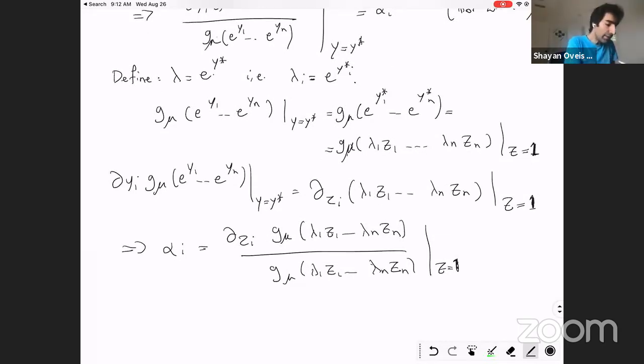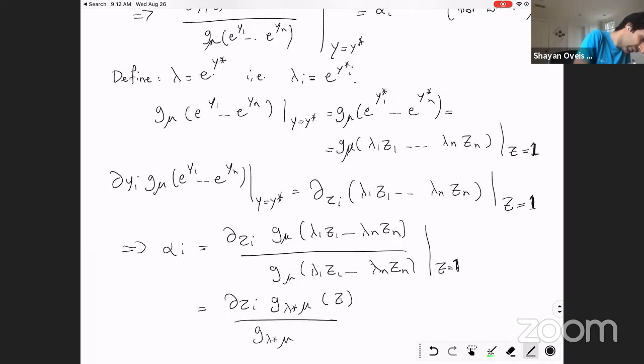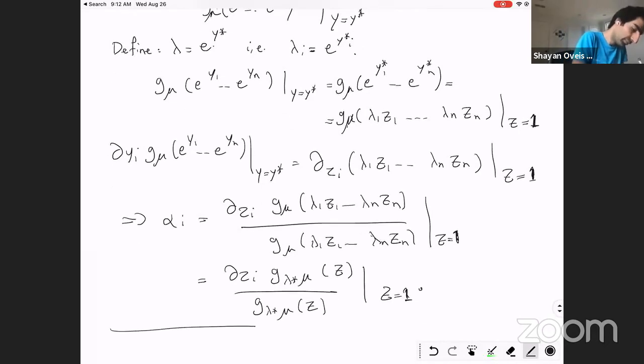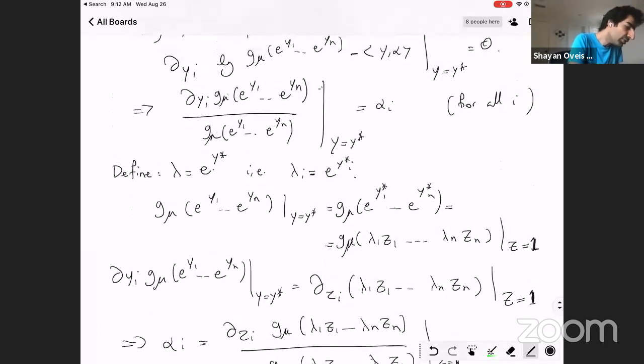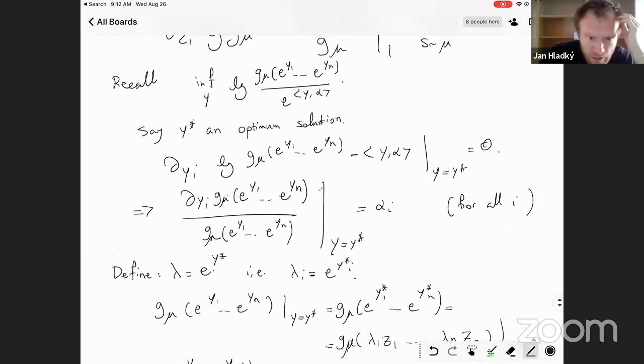Okay, and now this is nothing but the generating polynomial of the distribution where you apply the external field. This is exactly equal to partial zi of g of lambda star mu of z over g of lambda star mu of z, evaluated at z equal all 1. That's it. So in other words, all you need to do is to solve this convex program.